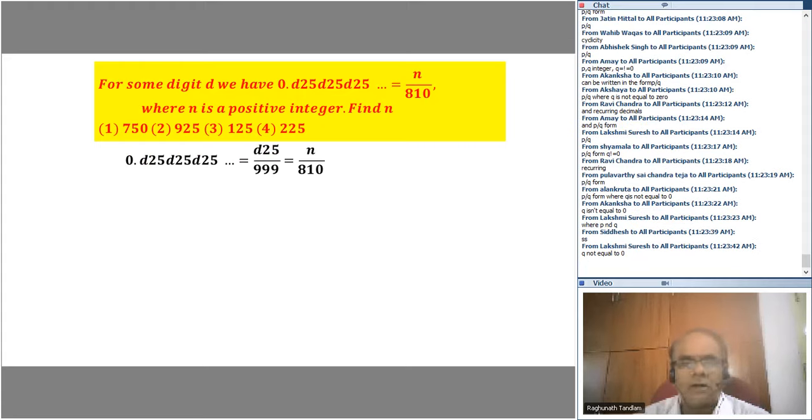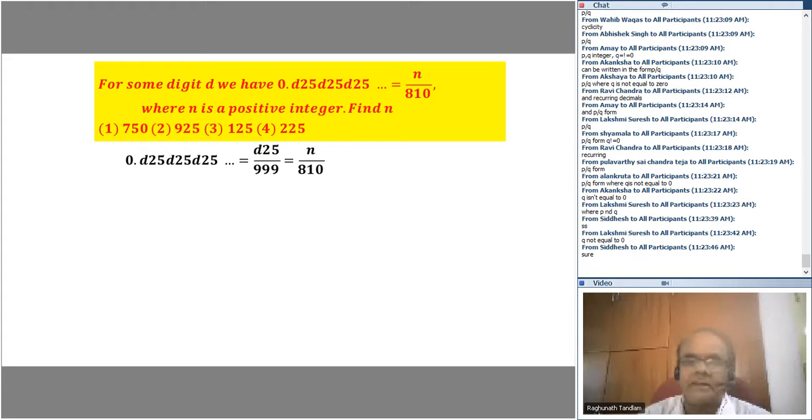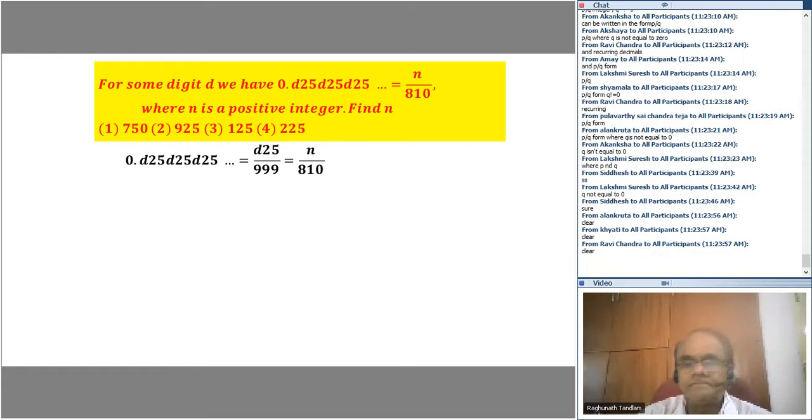How do I convert any recurring decimal to a rational number? How many of you are clear with what I have written? How many are not clear? Okay. How do you convert any recurring decimal?